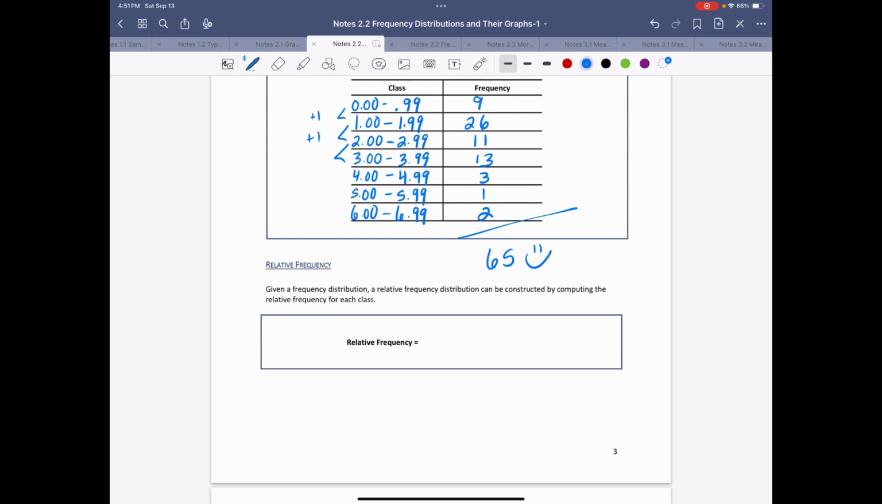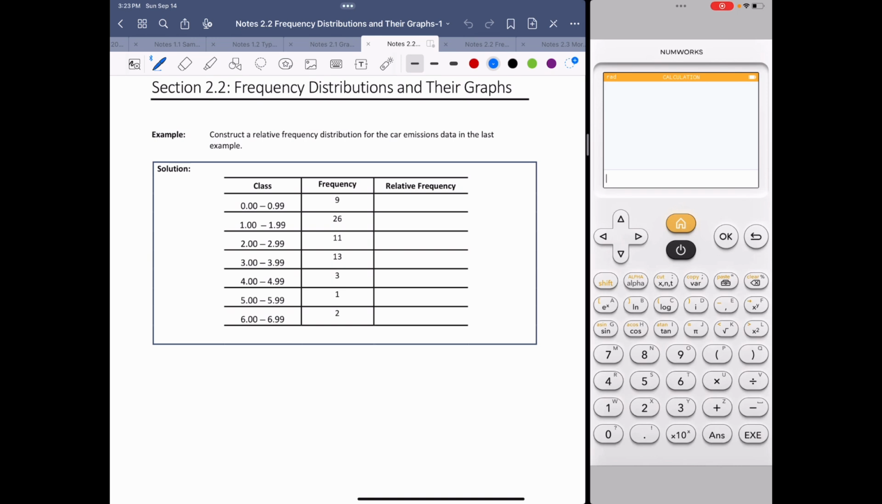And what we do for that is we do the frequency divided by the sum of all frequencies. When you're doing the relative frequencies, you want to set these up as fractions: 9 over 65, 26 over 65, and so forth.